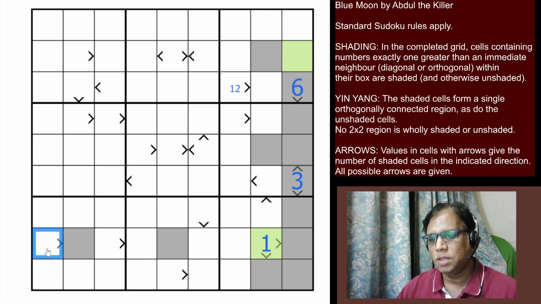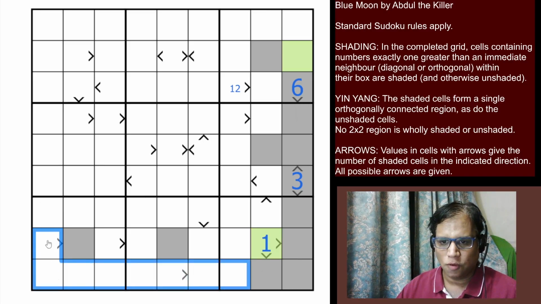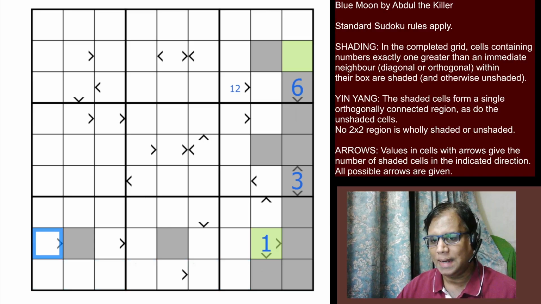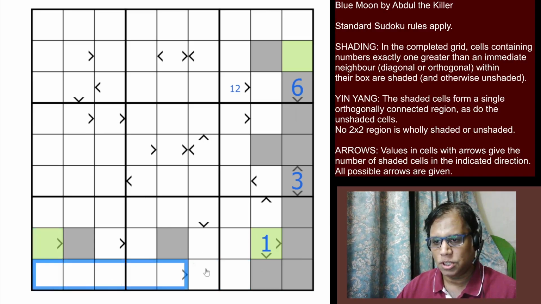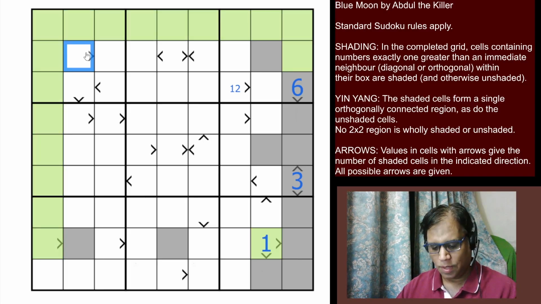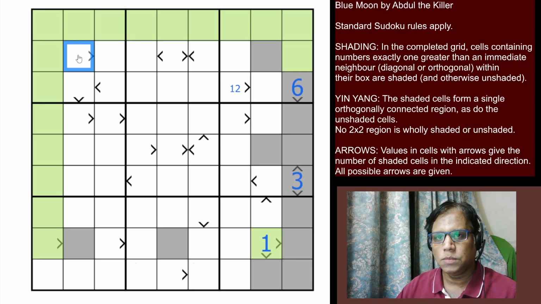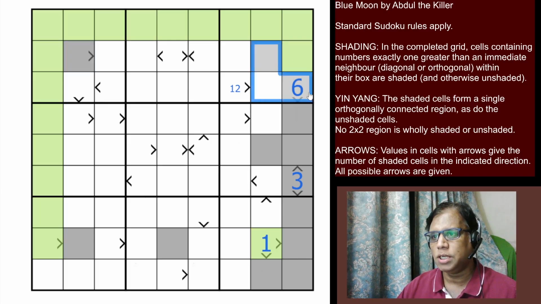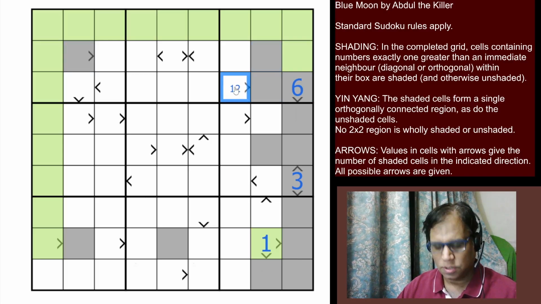Now think about this, how can this be shaded? If this is shaded, all this will be shaded, and then we have a 4 by 4 of shaded. That's not possible. So this has to be unshaded at least. Shading could be possible here, but this has to be unshaded, and that means all of this is unshaded. Now, to avoid 2 by 2, this must be shaded. 1 2. Now to avoid the checker pattern, this must be shaded. So now this is 2.